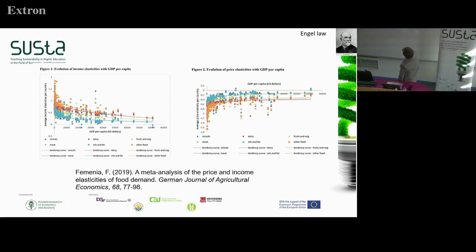Pleasure, the best example of this is meat. In Spain we say that the sin is always on the meat. Right? To eat meat is a sin. In fact, sustainability principles say that we must stop eating meat. Okay? Meat is always related to party, to celebration. And the second graph shows average price elasticity per country related to GDP per capita. Again, you can see how Engel law is always present.